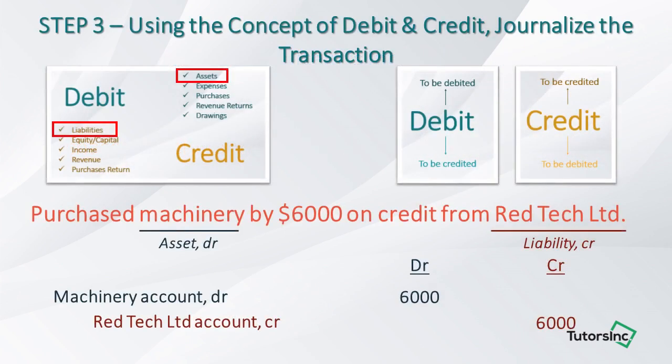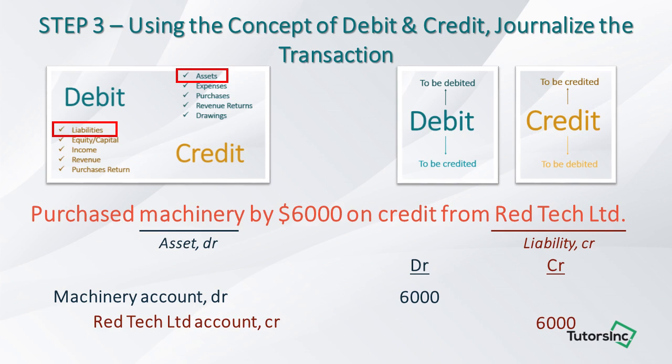Step 3. Using the concept of debit and credit, journalize the transaction. Now we have identified the key items and the effect of this transaction on those items. Machinery is an asset, hence it is a debit item. According to the concept we have just learned, if a debit item increases in value, it must be debited. Since we are purchasing machinery, we are basically increasing the value of machinery. Therefore, in the first entry, machinery account will be debited by $6,000.